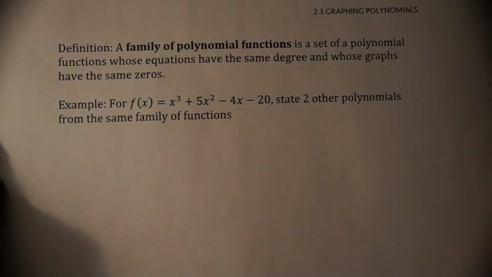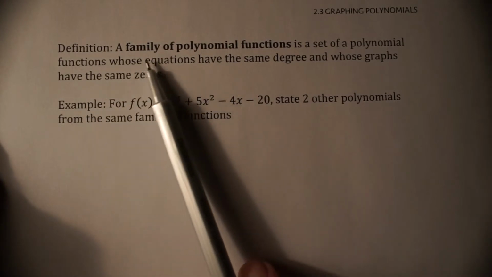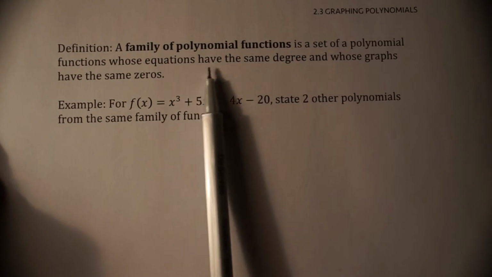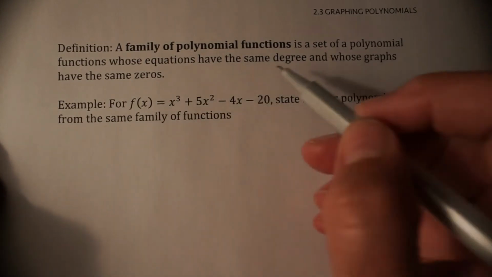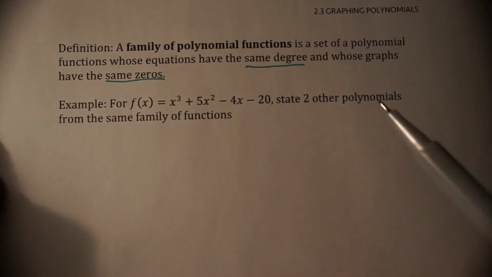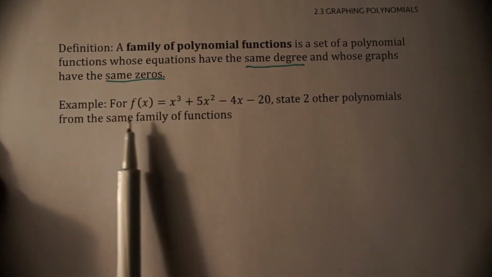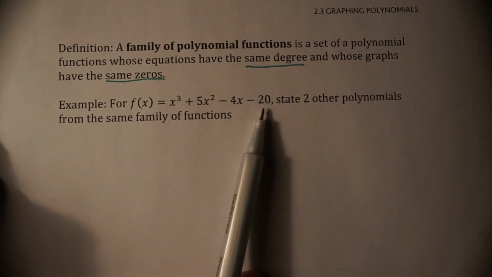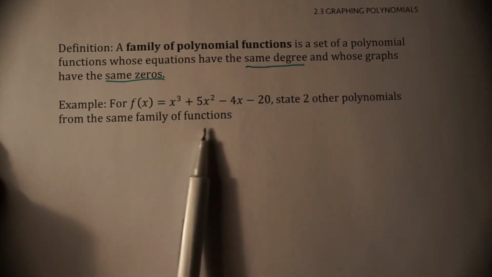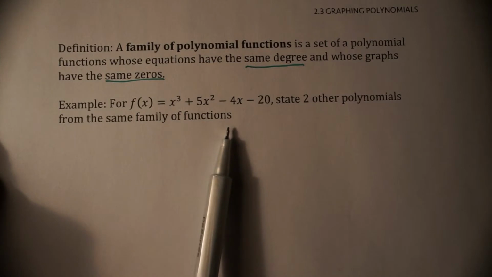So this lesson is all about families of polynomial functions. By definition, a family of polynomial functions is a set of polynomial functions whose equations have the same degree and whose graphs have the same zeros. Our example question here gives us a polynomial function. It says state two other polynomials that are from the same family of functions.